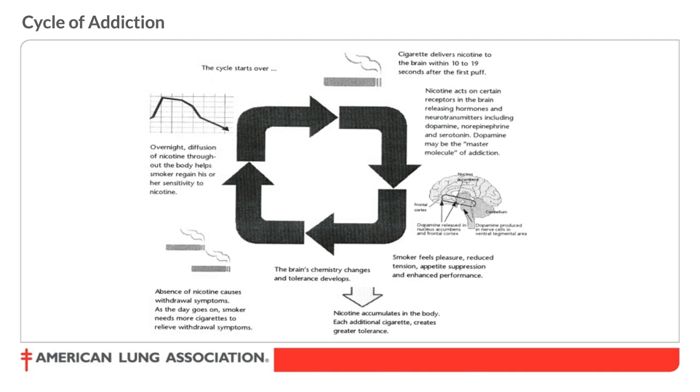Nicotine accumulates in the body. Each additional cigarette creates a greater tolerance. The brain's chemistry changes and tolerance develops. Absence of nicotine causes withdrawal and/or recovery symptoms. As the day goes on, smokers need more cigarettes to relieve withdrawal or recovery symptoms. Overnight, diffusion of nicotine throughout the body helps smokers regain their sensitivity to nicotine. The cycle then starts over.